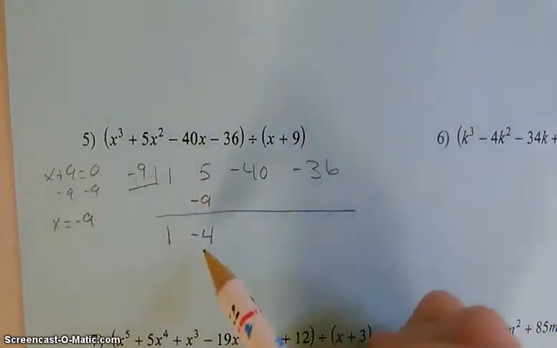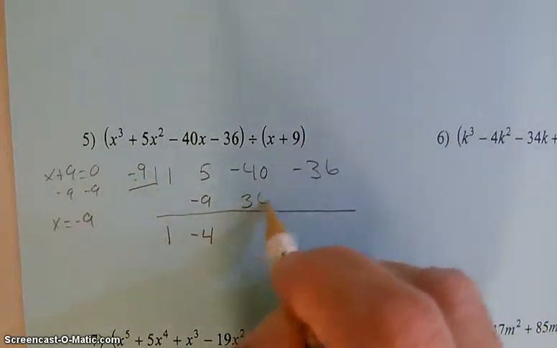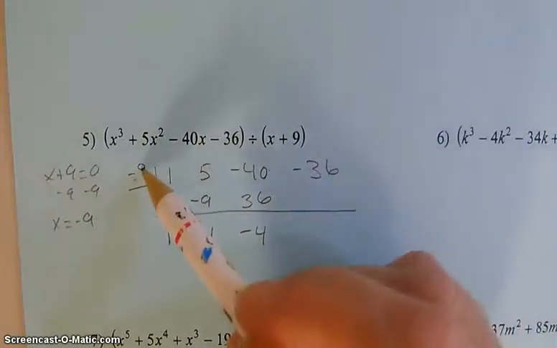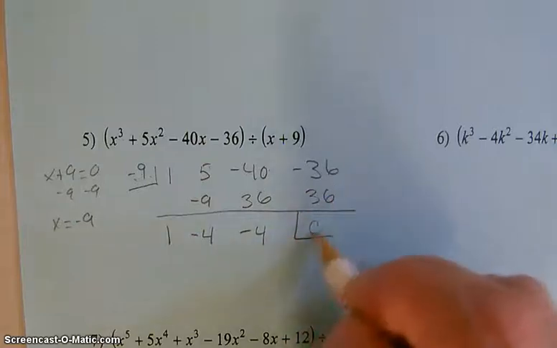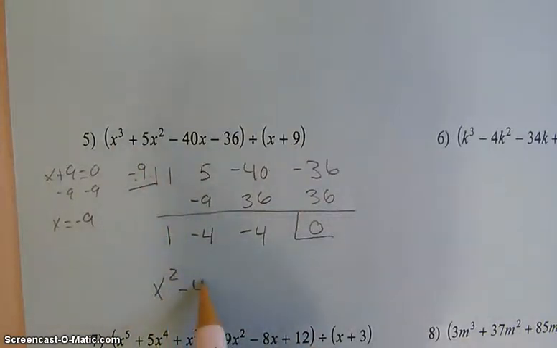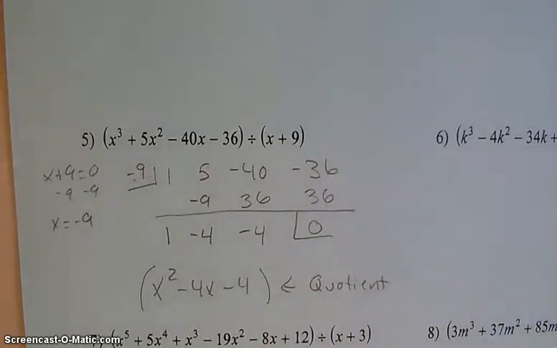So I'm going to add, then multiply -9 times -4, and I get positive 36. -40 plus 36 is -4. -9 times -4 is positive 36, and I get a 0. So my answer to this would be, it was a cube, so it comes down to be 1x squared minus 4x minus 4. So this is my quotient, and my remainder is 0. Okay, so you will finish up 6 through 10 in this manner.